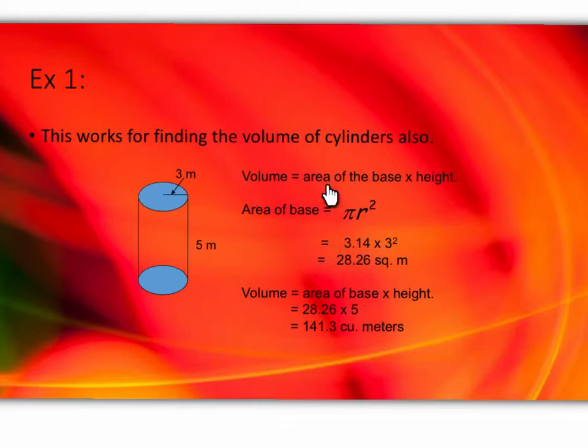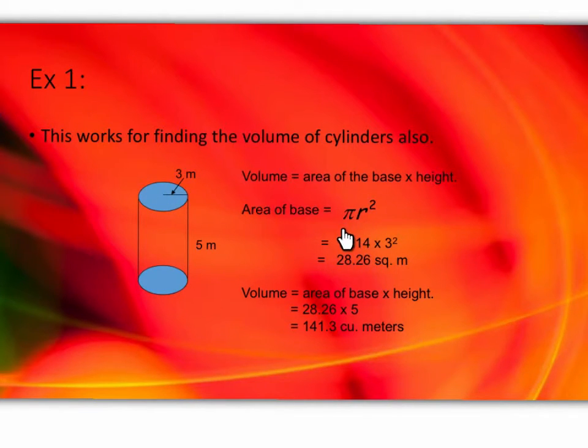The volume is area of the base times height, and the area of this base is a circle, and the area of a circle is pi r squared. So if we do pi r squared, we get the area of the base, which is 28.26. Then we take the area of the base and multiply it by the height, and by multiplying those two numbers, we have our volume: 141.3 cubic meters.